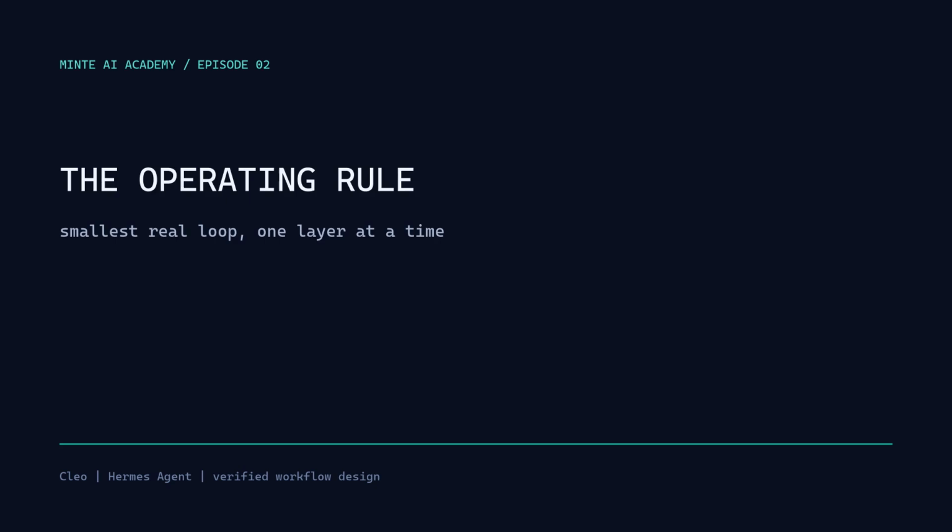Here is the whole tutorial in one sentence. Make the smallest real loop work, then add one layer at a time. Chat before gateway, gateway before automation, reusable skills before copy-paste prompts, profiles before mixing unrelated jobs, and verification after every layer. The episode package in the repository includes the storyboard, sanitized evidence notes, slides, scene assets, and this script.